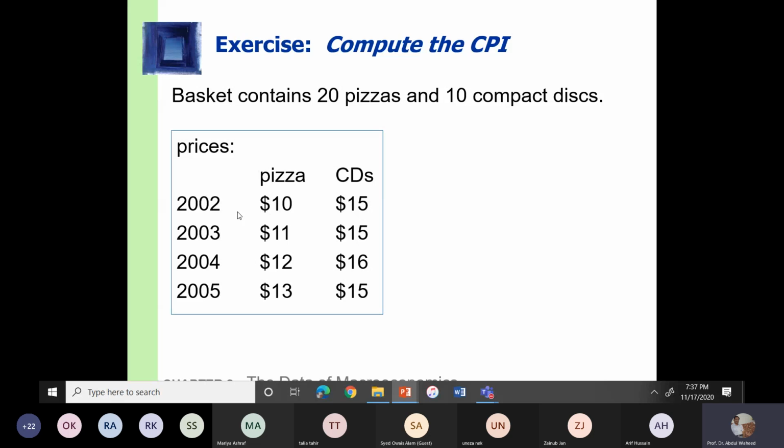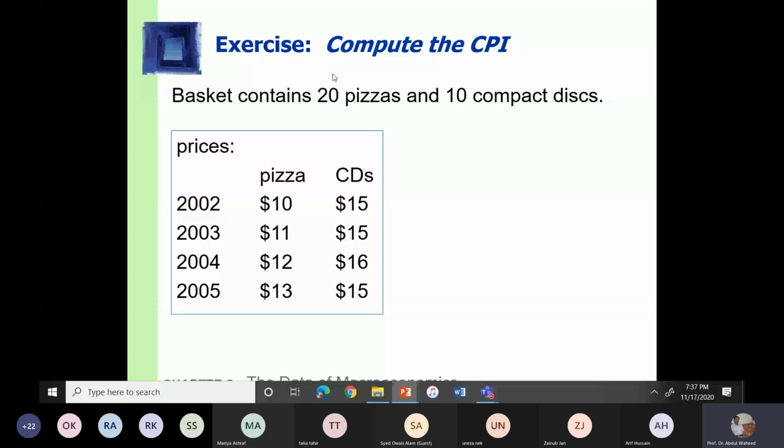In 2002, it is $15. Then in 2003, it is the same, $15. In 2004, it increases to $16, and then in 2005, it decreases to $15. And the basket is that there are 20 pizzas and 10 compact discs. Then the question is how to calculate the cost of the basket in each period.